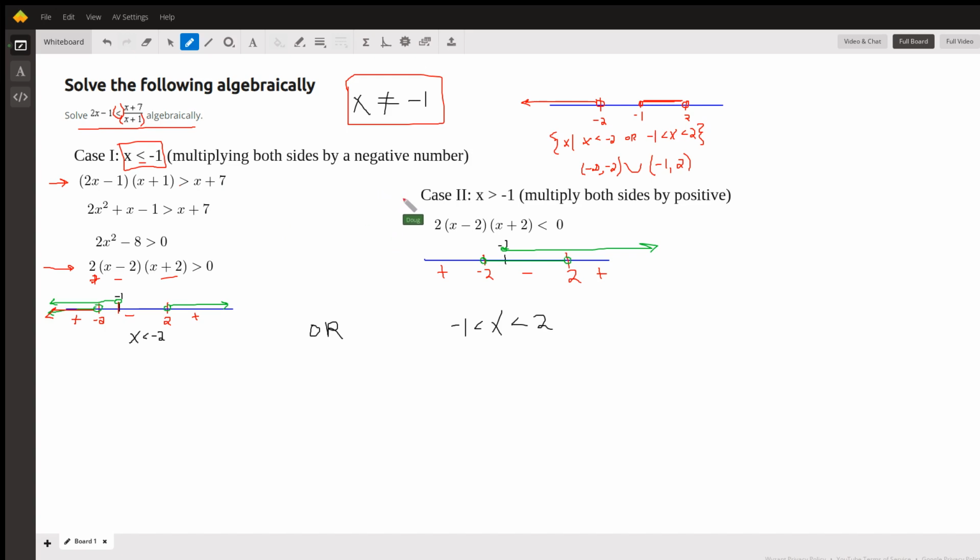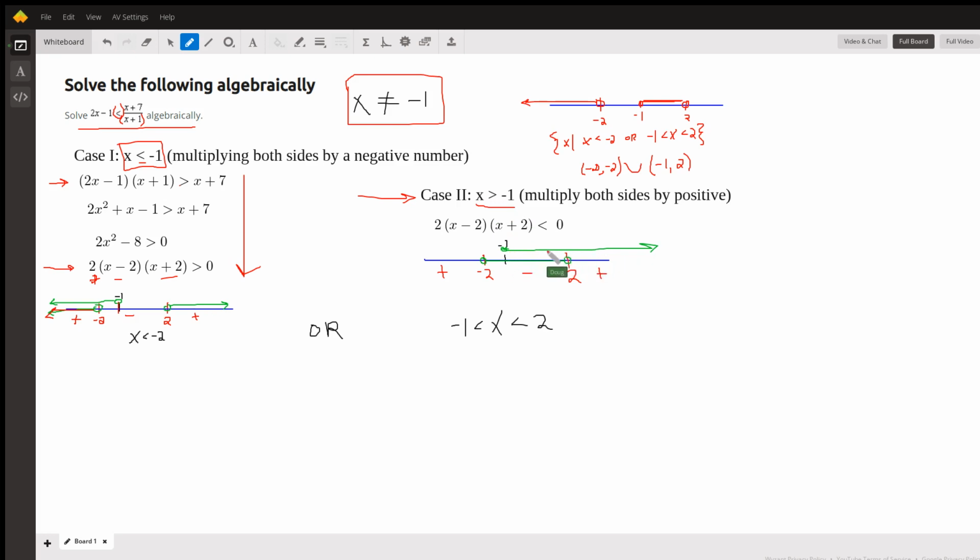For case 2, we want x greater than -1, so we'll be multiplying both sides by a positive number. And everything will look the same as it did over here, except we'll have a less than symbol. We don't reverse the arrow. And we'll use the same sign diagram, but this time we want the product to be negative. So that's all the numbers between -2 and 2. But we also have this restriction that x is greater than -1.